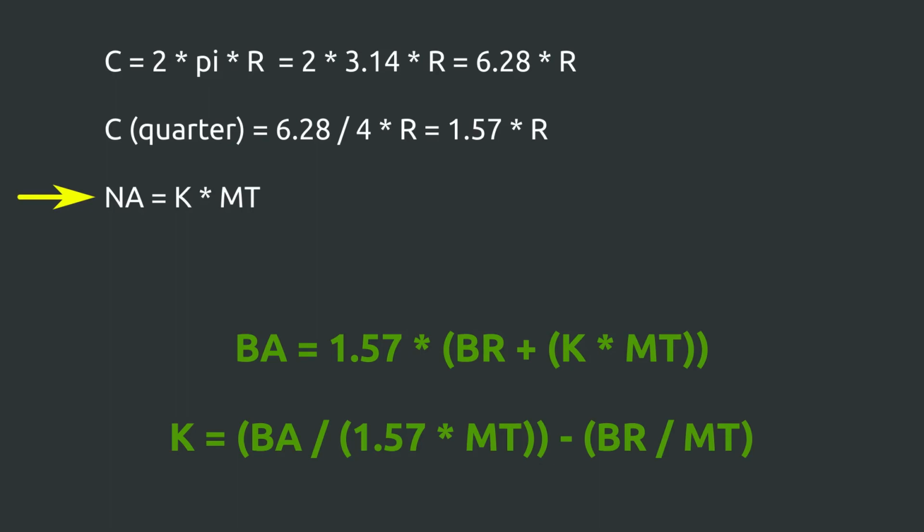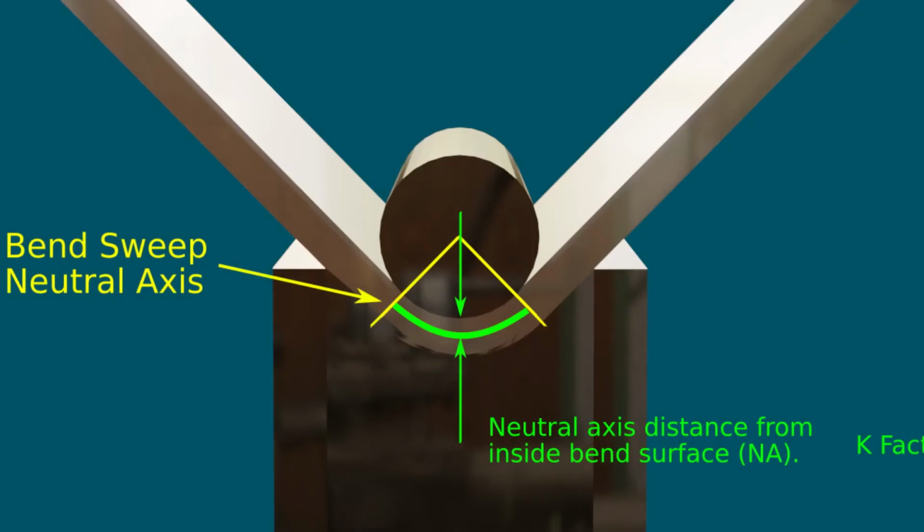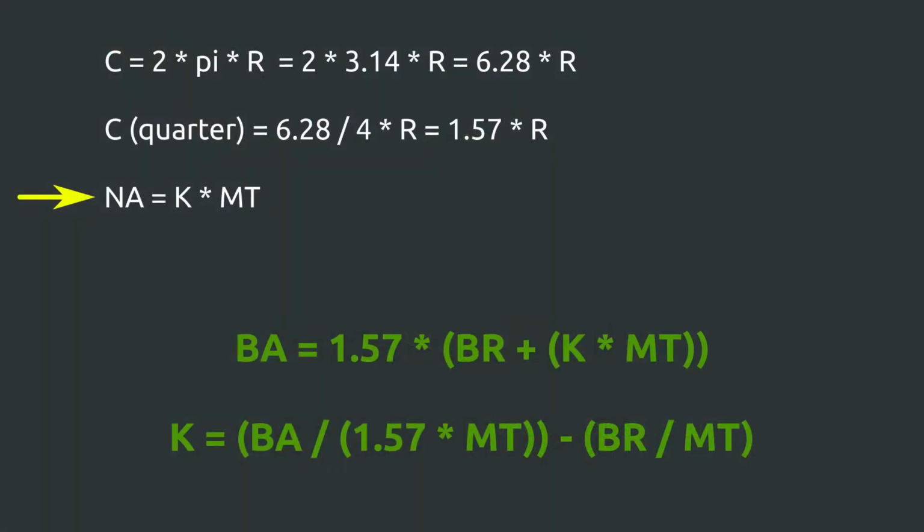Next, we need to determine the radius of the neutral axis. From the animation, the neutral axis is buried under the inside bend surface by a distance of NA. This is given as K times the material thickness, MT. The radius of the neutral axis is NA plus the bend radius, BR. Combining terms gives the formula for bend allowance, BA, which requires knowing K. The formula has been solved for K if you know the bend allowance. As mentioned, most 3D modeling programs will use the K-factor.